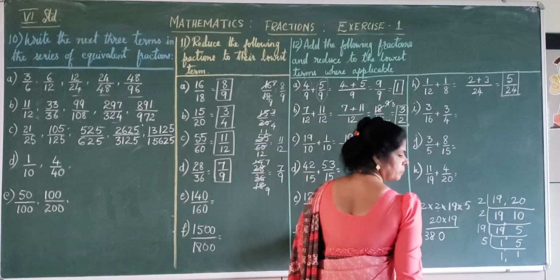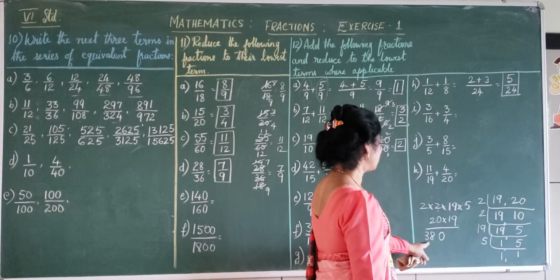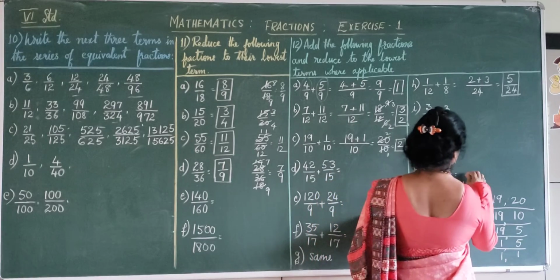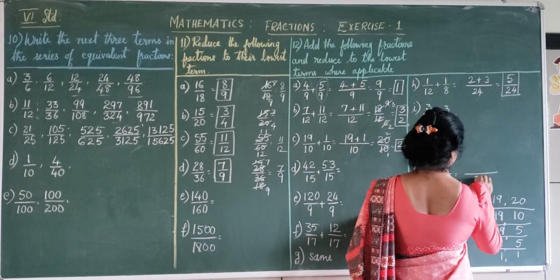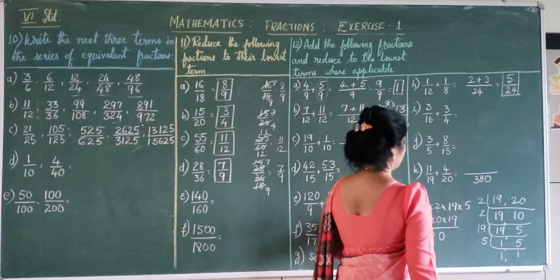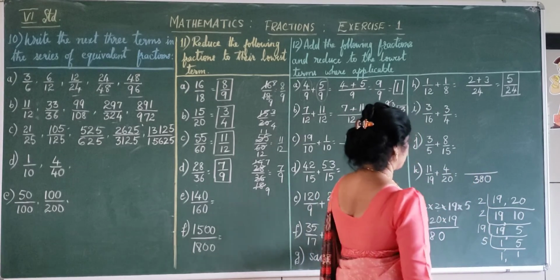38. So the LCM is 380. These two sums you have to work at home. So this will be complicated. I am taking this now.